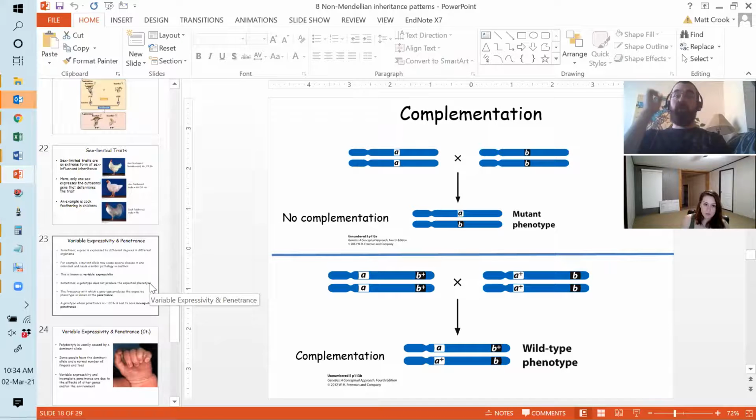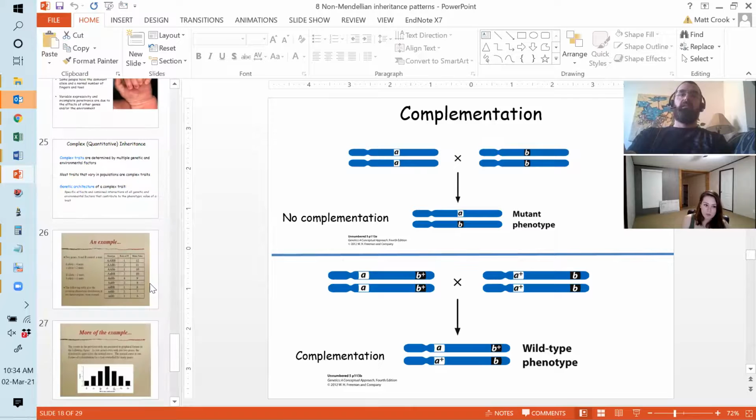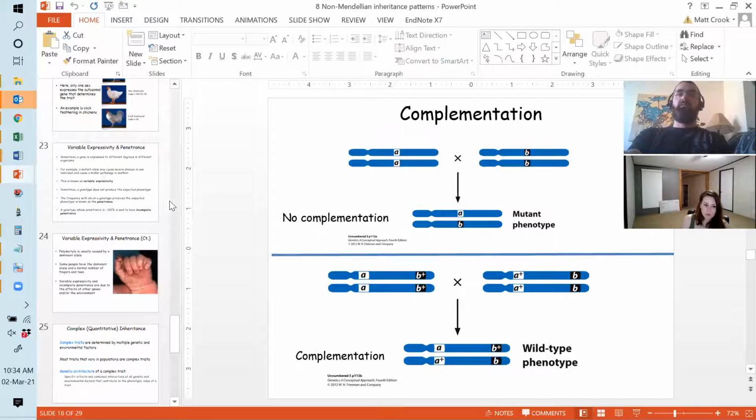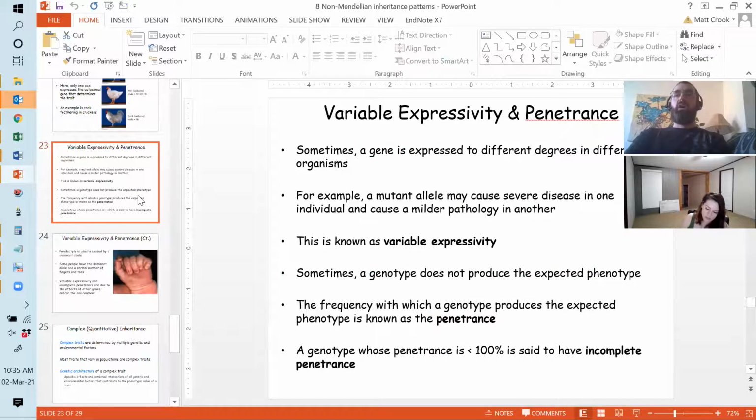What we do need to talk about is, quickly, variable expressivity. Actually, if we run over, we can just pick this up on Thursday, so we don't have to rush it. Two other concepts, right? Variable expressivity and variable penetrance.